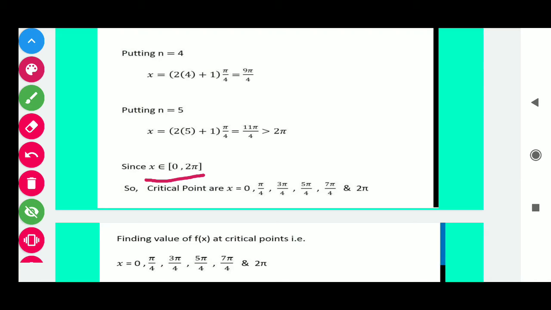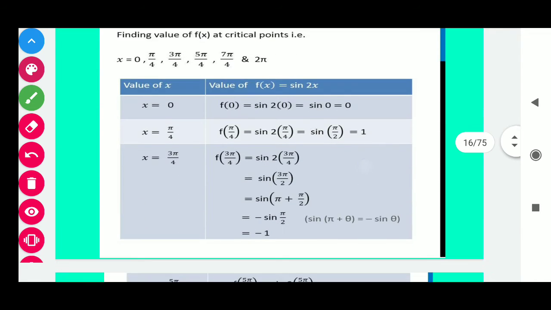So students, for the same, when we put n equals 6, that will definitely be greater than 2 pi, because n equals 5 already gives 11 pi over 4, which is greater than 2 pi. So students, in this way, we get the critical points 0, pi over 4, 3 pi over 4, 5 pi over 4, 7 pi over 4 and 2 pi. Now students, we need to find the maximum value. So in this way, we put all these points in the given function.